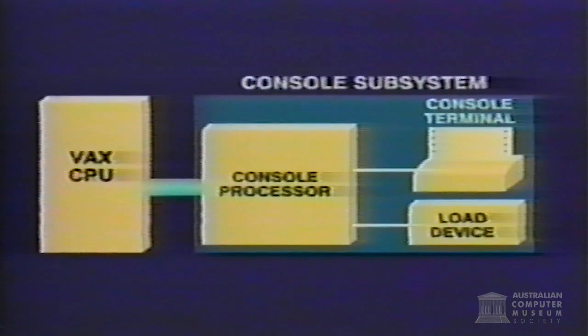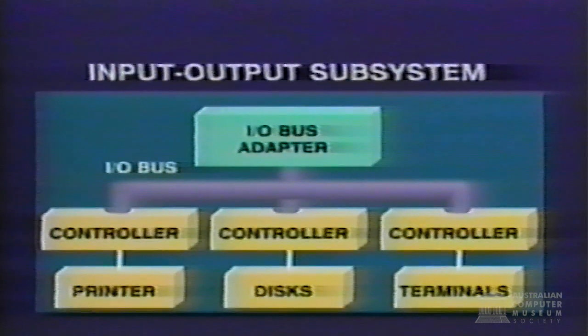The console subsystem allows a system manager and maintenance personnel to control, monitor, and test the VAX CPU and other parts of the system. Typically, it consists of a console terminal, a processor that carries out commands entered at the console terminal, and some type of load device. Finally, the input-output subsystem allows peripheral devices to communicate with the rest of the VAX system. An I/O bus adapter, the I/O bus, and various peripheral devices and their associated controllers make up the input-output subsystem.